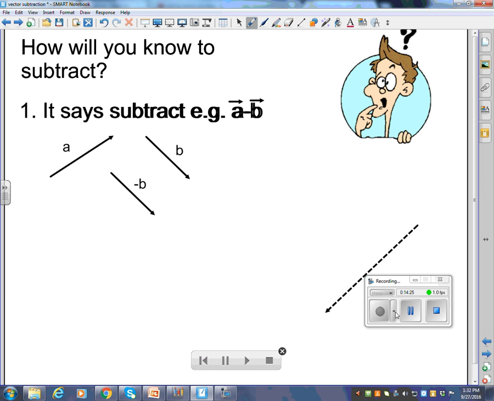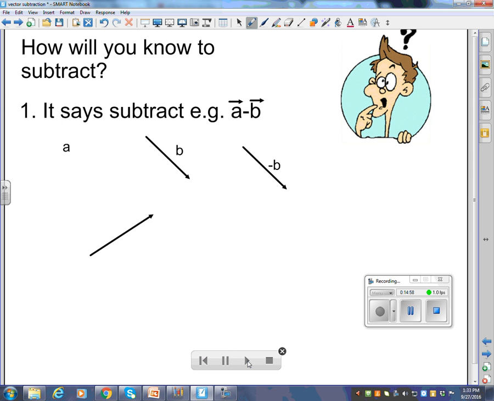Okay, now here's the hard part. How will you know to subtract? Well, there's a couple different ways. One is if it says subtract. If it says A minus B, then it's going to be, yeah. I've got a really poor animation here that I need to fix. I should probably draw A first again. So here comes A. Here it comes. There it goes. A. And oh, what did I do wrong?